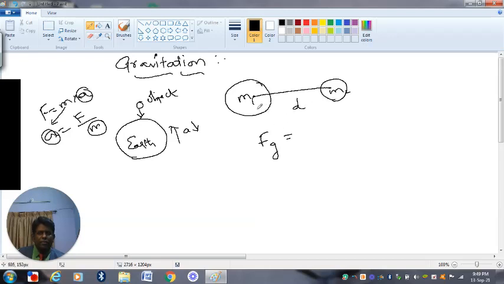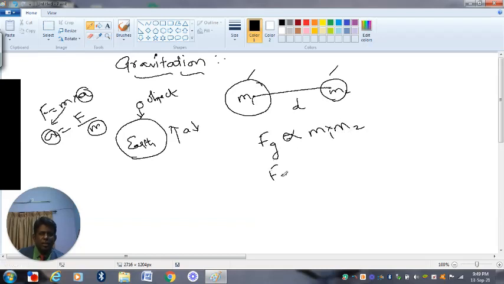Therefore, we have two different parameters, that is mass and distance. We are going to make an equation between mass and distance for the force. Force is directly proportional to the product of mass 1 and mass 2. It is because if the mass increases, force will increase. If mass decreases, force will decrease. Therefore, force is directly proportional to the product of two masses.